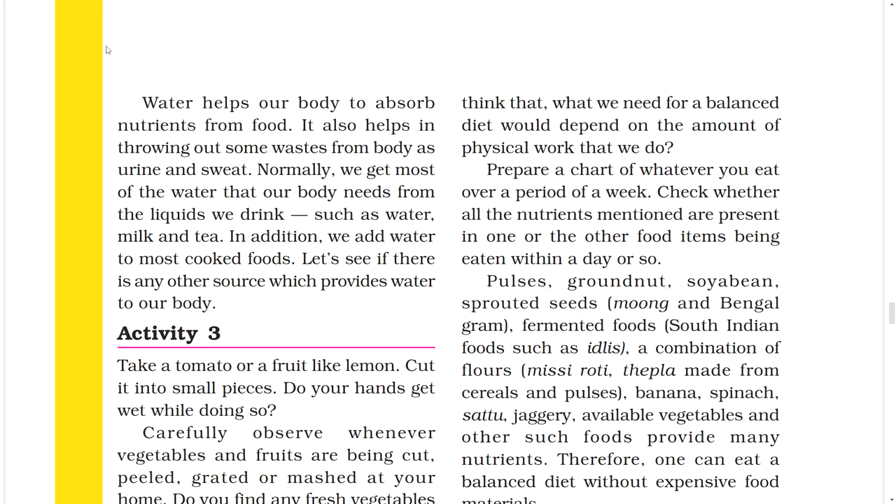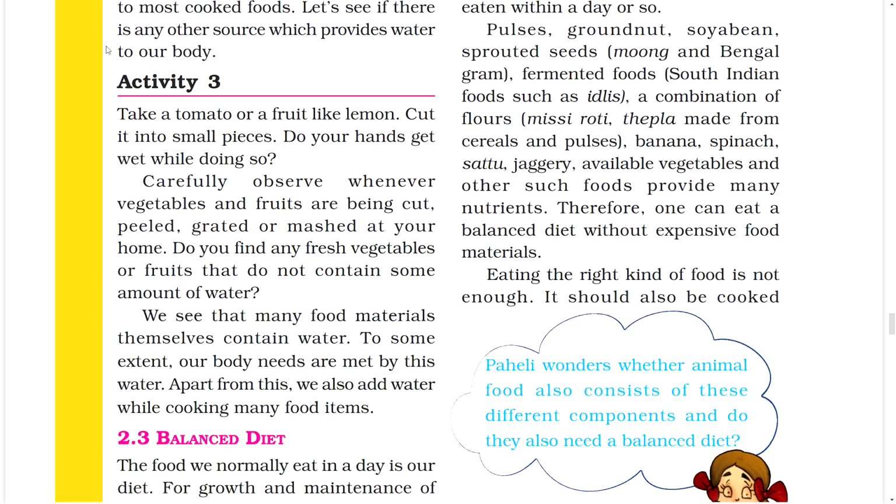Pulses, groundnut, soybean, sprouted seeds, moong and Bengal gram, fermented food, South Indian foods such as idlis, a combination of flours, missi roti, thepla made from cereals and pulses, banana, spinach, sattu, jaggery, available vegetables and other such foods provide many nutrients. Therefore, one can eat a balanced diet without expensive food materials.